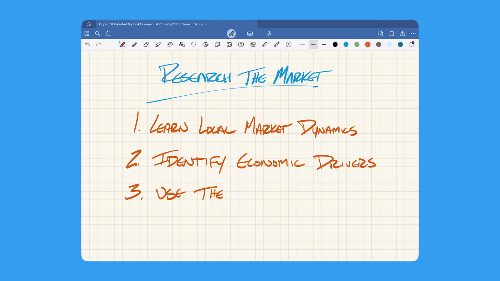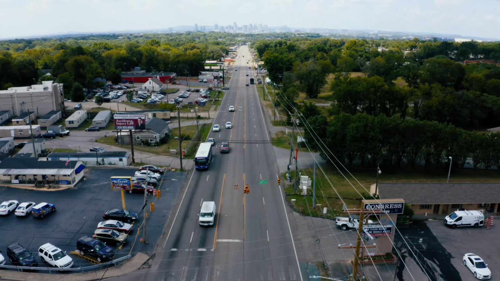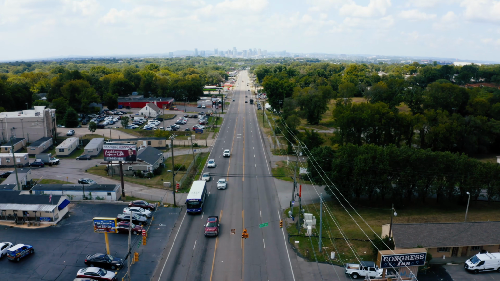Use tools like LoopNet and Crexi to see what is out there in the market. Go study the demographics. Figure out, is your population growing or is it declining? Are businesses moving there? Why are they moving there?